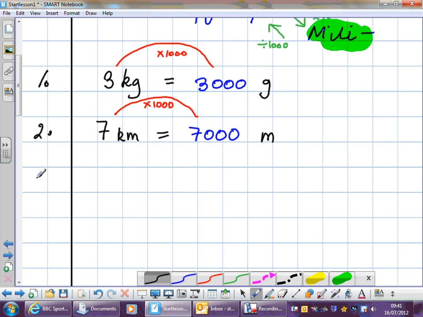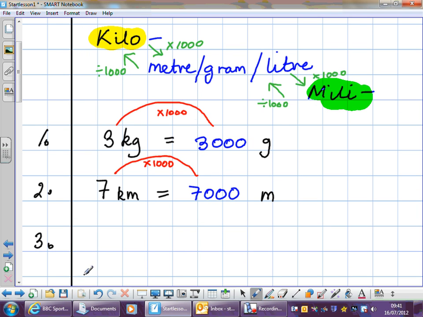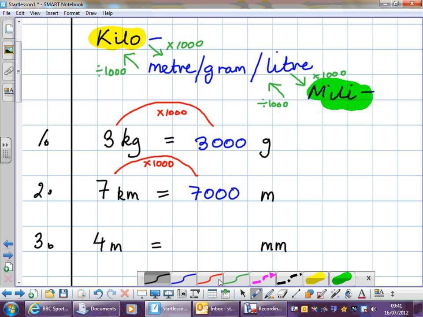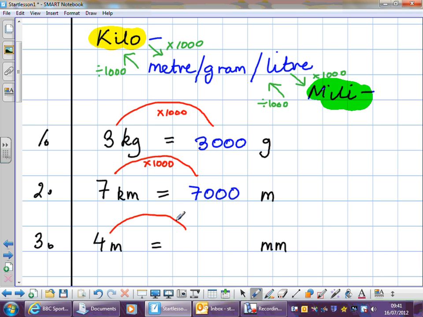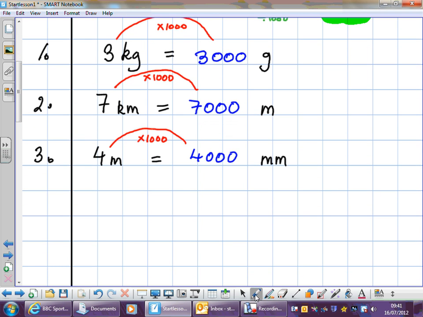But say we have to go from standard units to the smaller units, the milli ones. Let's have a look. 4 meters is how many millimeters? Well, we're converting from the bigger to the smaller, so we times by 1,000. So it's 4,000 millimeters. Right, 2 more examples before I give you some to practice.